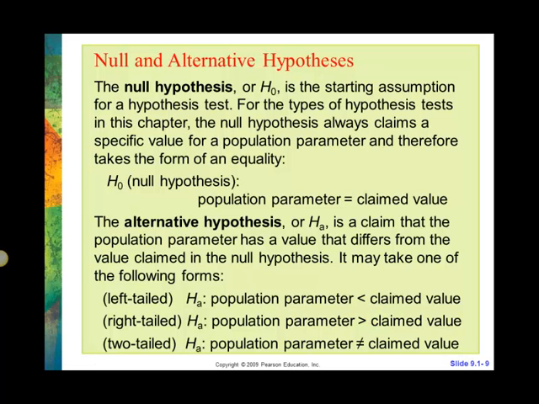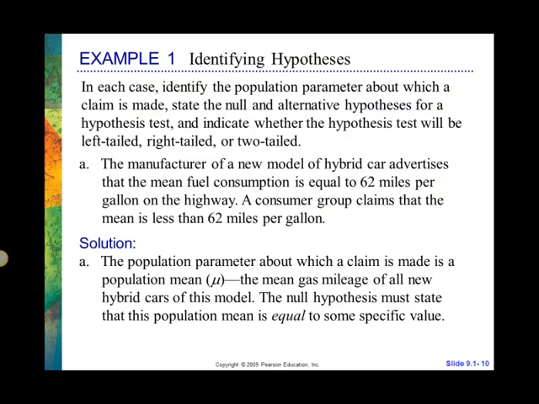So those are your two things. You're going to have your null hypothesis, which is always just going to be an equal sign, and your alternative, which is going to be less than, greater than, or not equal to, depending on what you're looking to find. So here are some examples, and they just want you to identify the parameter which we're going to claim. So we're going to make our null hypothesis and our alternative hypothesis.